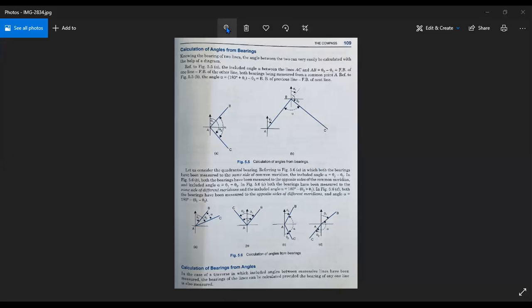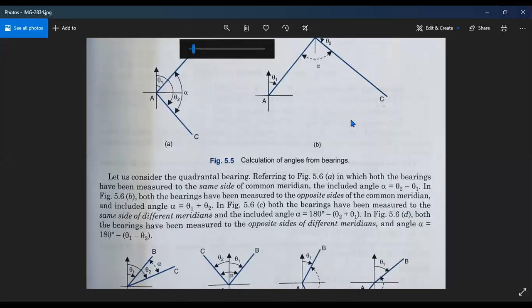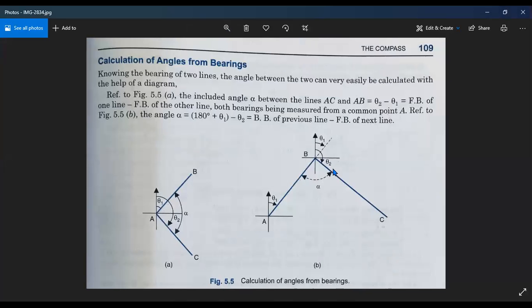Calculation of bearings from angles. So now, if the bearing of any line is given, it may be fore bearing or it may be back bearing. Using that bearing, I can calculate the angle between those two lines. Knowing the bearing of two lines, the angle between the two can very easily be calculated. Referring to figure 5.5a, the whole circle bearing of the line AB is given as theta 1, and the whole circle bearing of line AC is given as theta 2. The angle between line AB and AC is alpha.